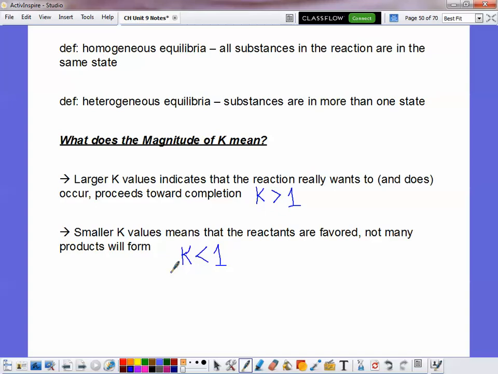And then there's 2 definitions here. Homogeneous equilibria just means that all the substances are in the same state of matter. Heterogeneous means that there's multiple states of matter in the reaction.